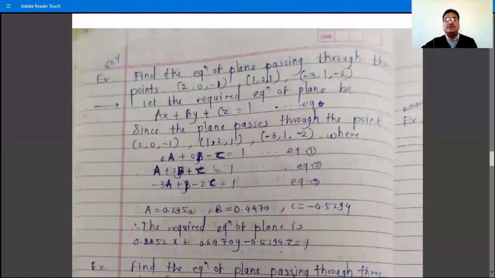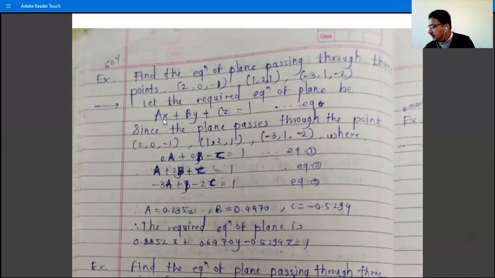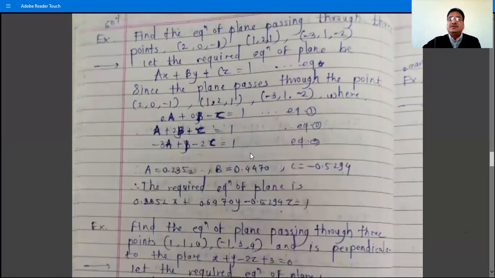So in order to solve these 2 types of problems, that is the plane passing through 3 points, take the general form of equation of plane in the form capital Ax plus capital By plus capital Cz is equal to 1. Don't take the form Ax plus By plus Cz plus d is equal to 0, because in this equation there are only 3 undetermined coefficients. What are they? Capital A, capital B, and capital C. So in order to find the values of capital A, capital B, and capital C, only 3 equations are sufficient.